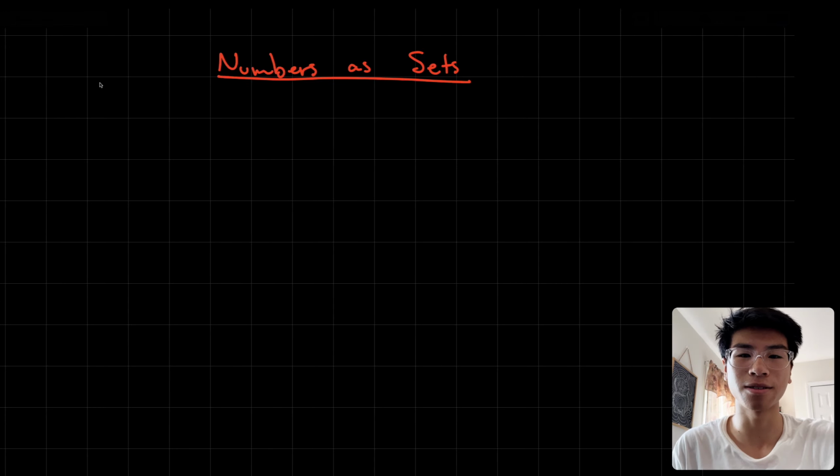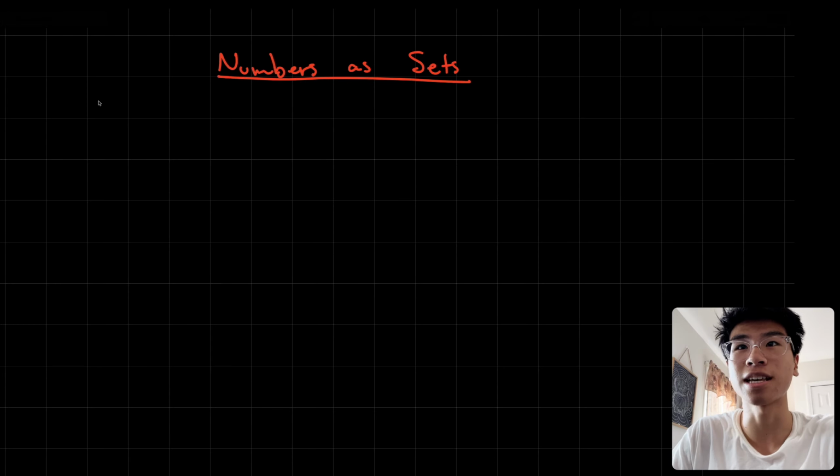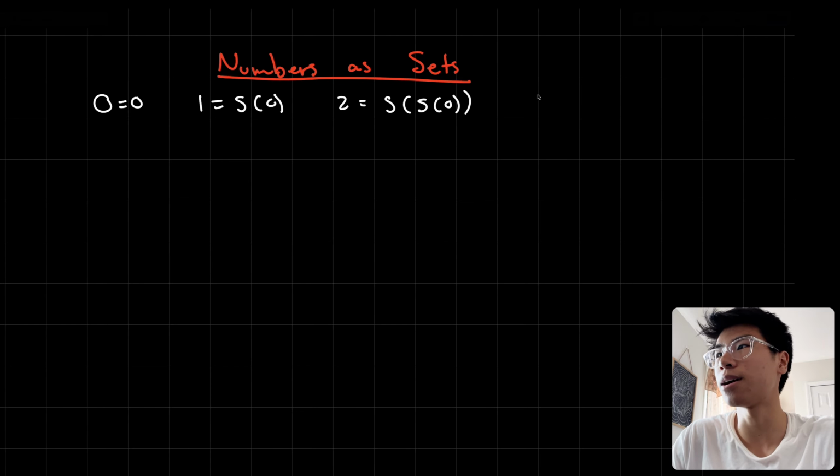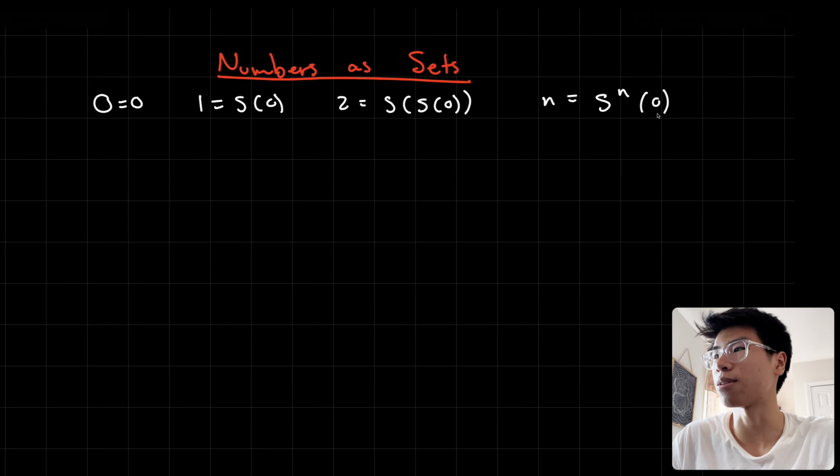Recall in the first video that there was this idea of a successor way to represent numbers. We defined 0 as 0, 1 as the successor of 0, 2 as the successor of the successor of 0, and so on, so that n would be the nth successor of 0.